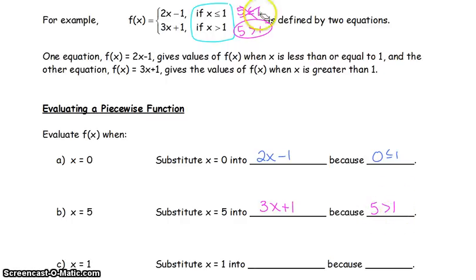And last, if I want to evaluate when x is equal to 1, 1 is less than or equal to 1, 1 is not greater than 1. The one that is actually equal to 1 would be our first equation, so we would plug 1 into 2x minus 1 because 1 is less than or equal to 1. So you have to figure out, where does that number go? You have to look at the domain to determine which equation to plug it into.